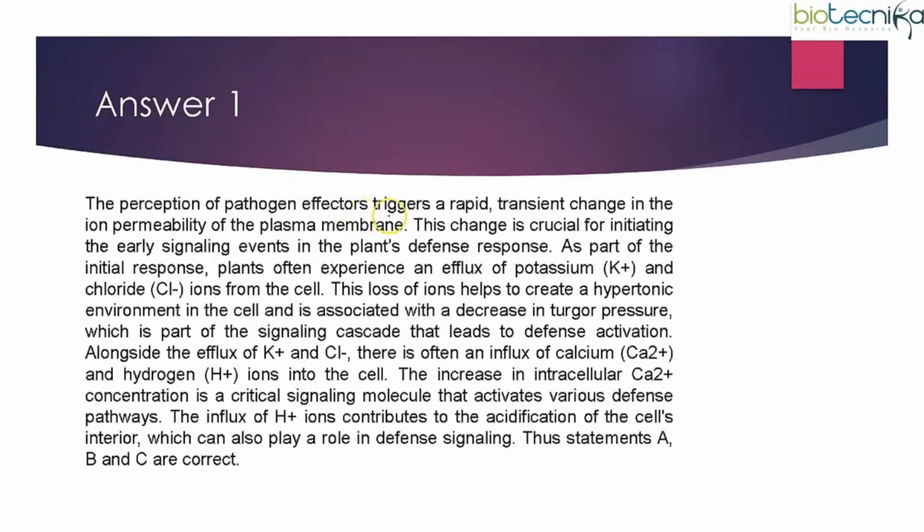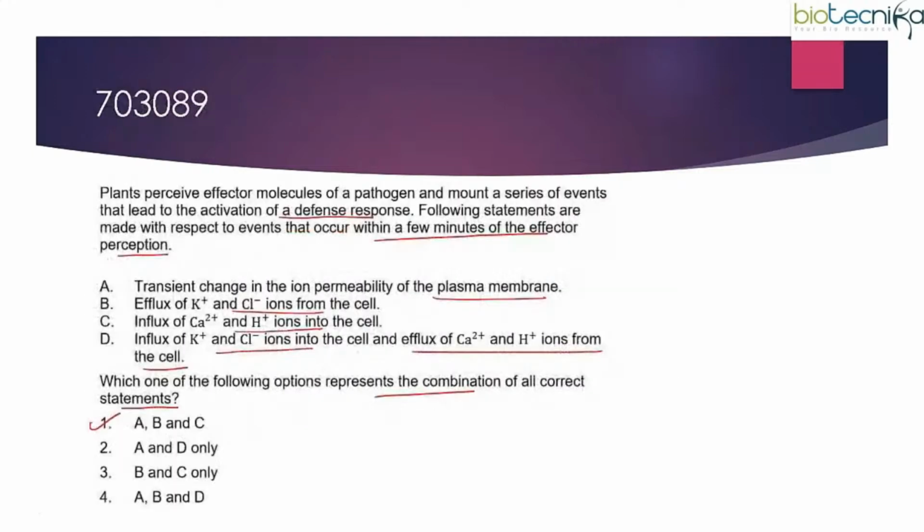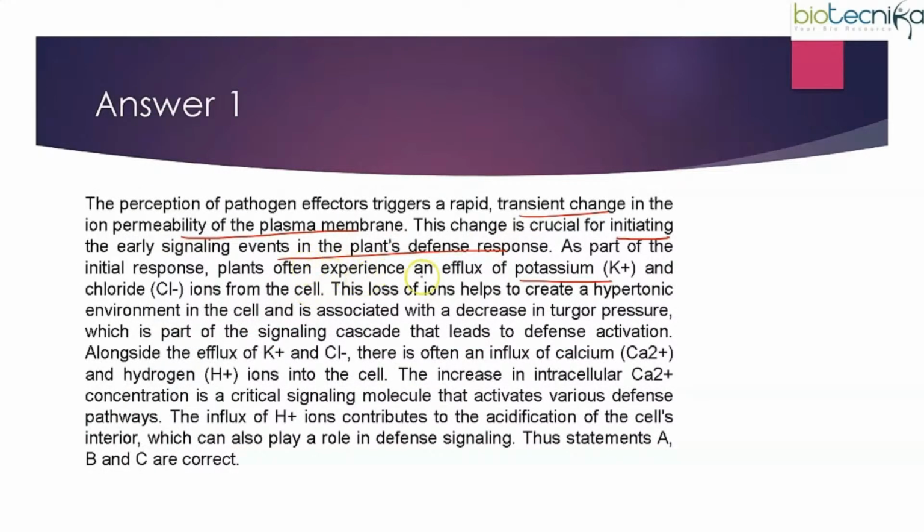The perception of pathogen effectors triggers a rapid transient change in the ion permeability of the plasma membrane. So this is actually a factual question. You should know how the defense response occurs. This change is crucial for initiating the early signaling events in the plant's defense response. As part of the initial response, plants often experience an efflux of potassium. So they will try to remove the potassium and chloride ions from the cell. That is why B is correct over here. So there is an efflux of potassium and chloride ions from the cell.